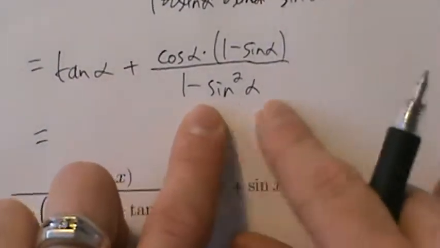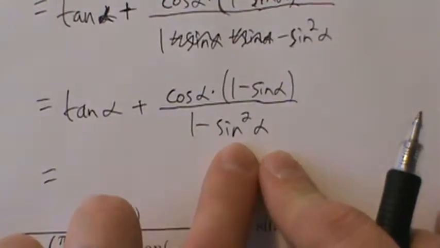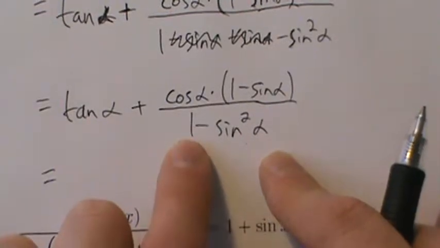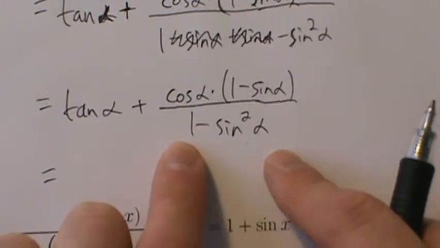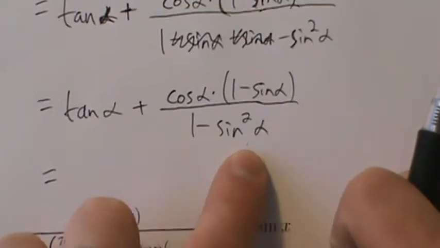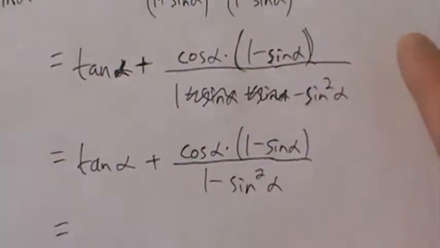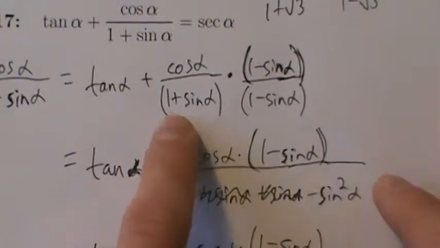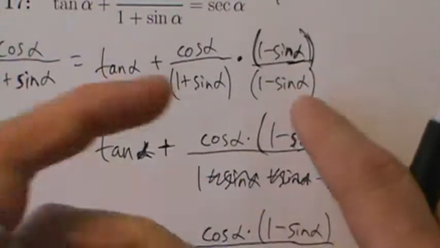So instead of factoring this on the bottom, because remember it's 1 minus sine squared of alpha, that's a difference of squares, because 1 is the same thing as 1 squared. So it's 1 squared minus sine squared of alpha, so you can factor that. But we don't want to do that here, because that's just going to undo what we just did.